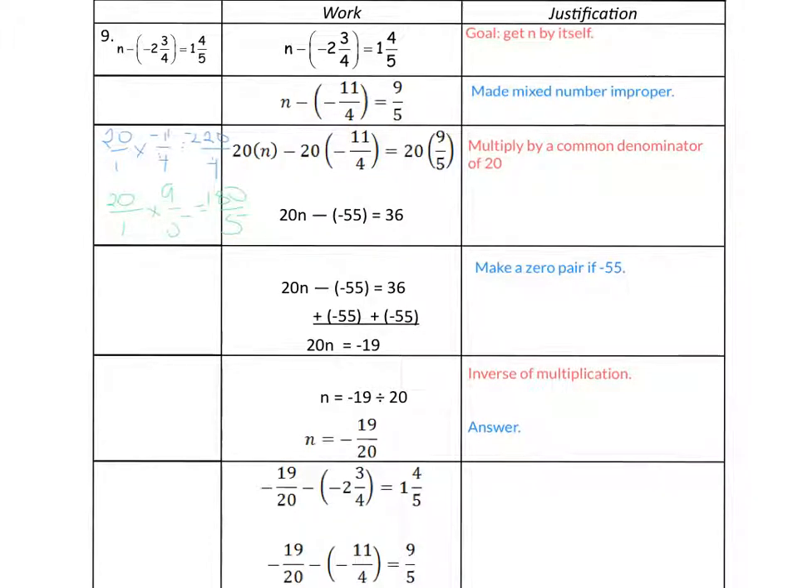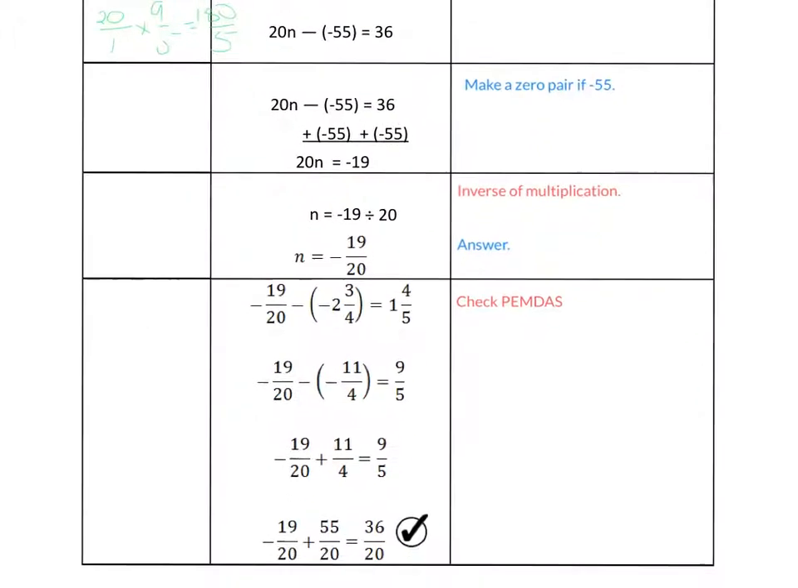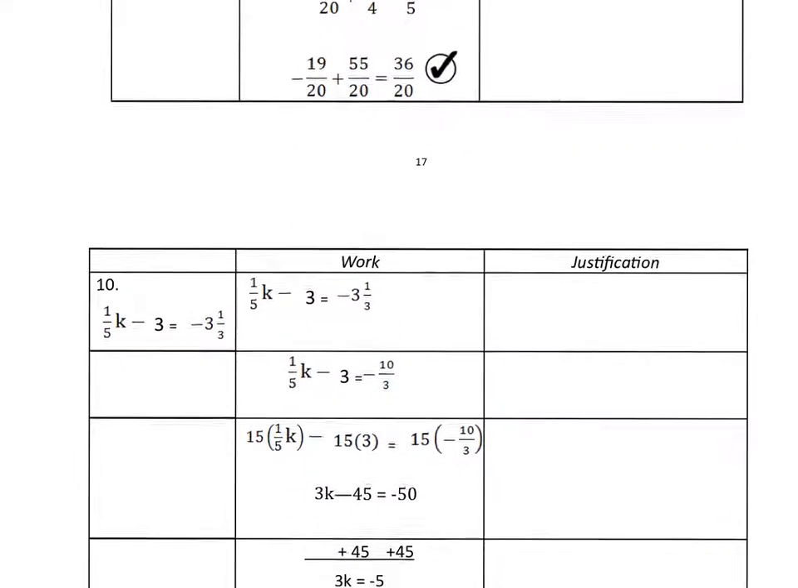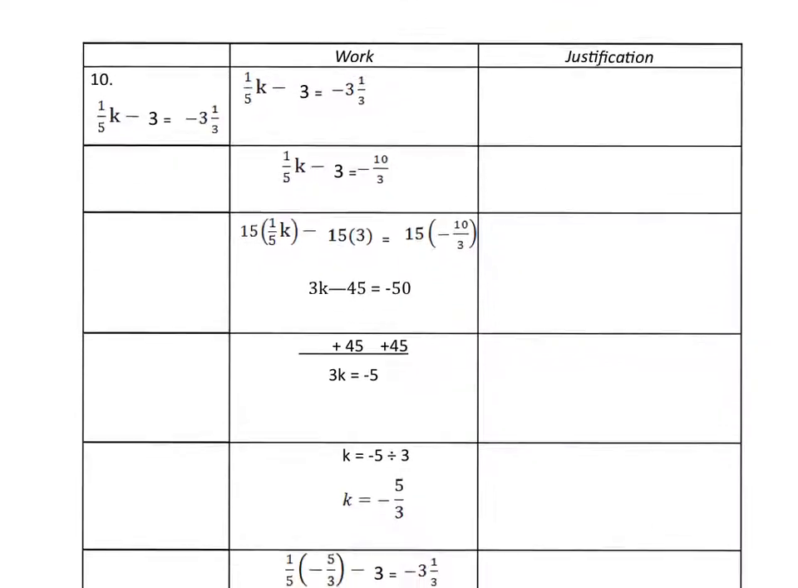Now our last step is to check using PEMDAS. And remember to go back to the original equation, n minus negative 2 3/4 equals 1 4/5, with the negative 19 over 20. Go back to that original equation. You'll notice that I didn't make anything into a decimal, and let me state why. The reason I didn't change anything into a decimal is because changing things into a decimal won't work every time. It will work sometimes, but it's not going to work every time, and so that's why I didn't do it. I want to give you options that are going to work every time.